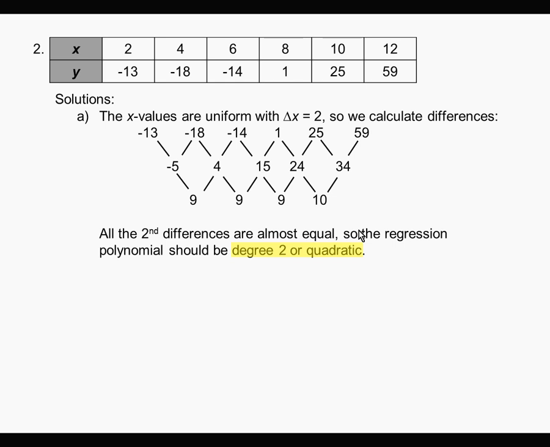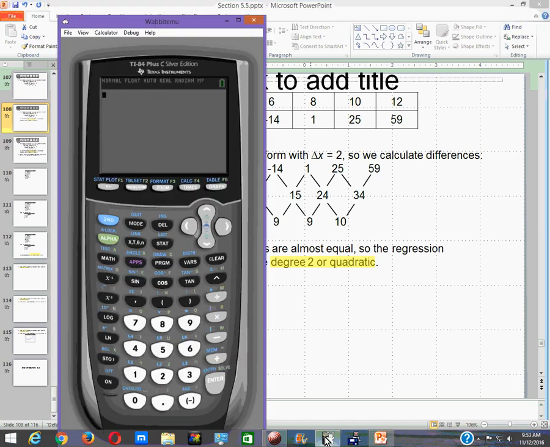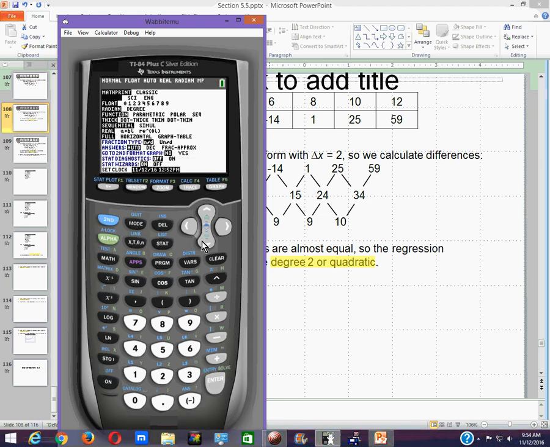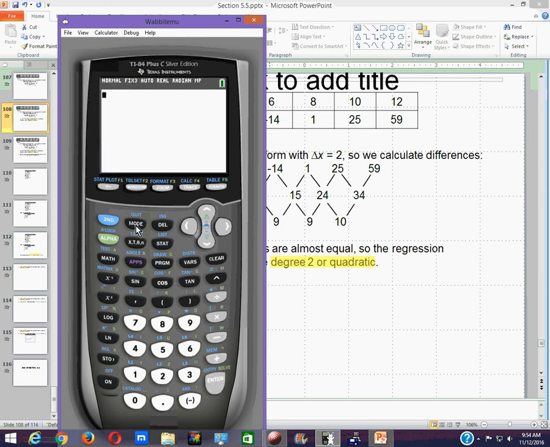Now, because it's not exact, I'm going to set my float to 3. Remember, if necessary, we're supposed to round to 3 places. So mode, let's float on over to 3. Enter. And we quit that. And we now know we're doing quadratic. So stat, calc, we look for quadratic, choice 5. And since we're going to graph, we'll put it in Y1: Vars, Y-Vars, Function, enter. And we calculate.